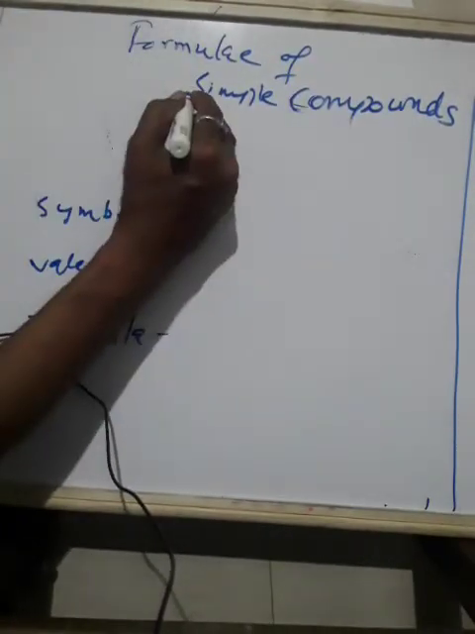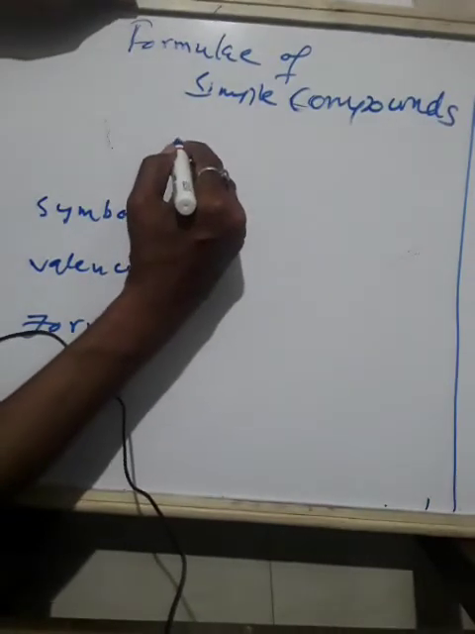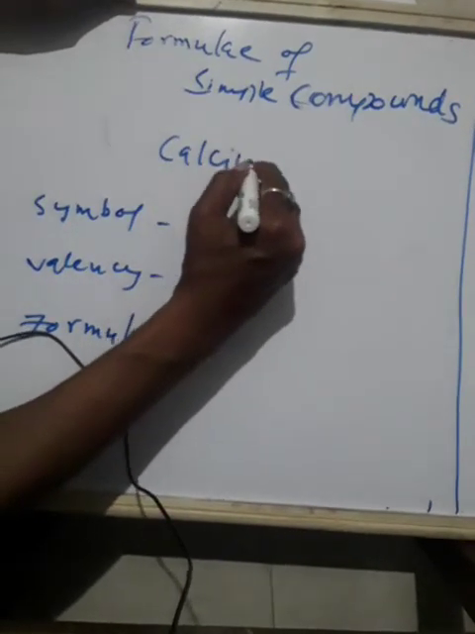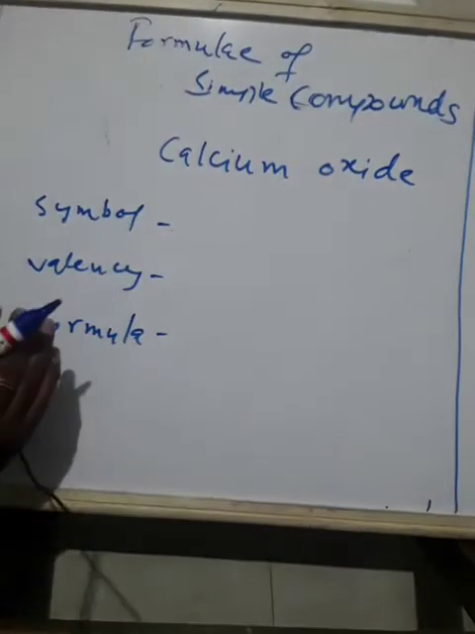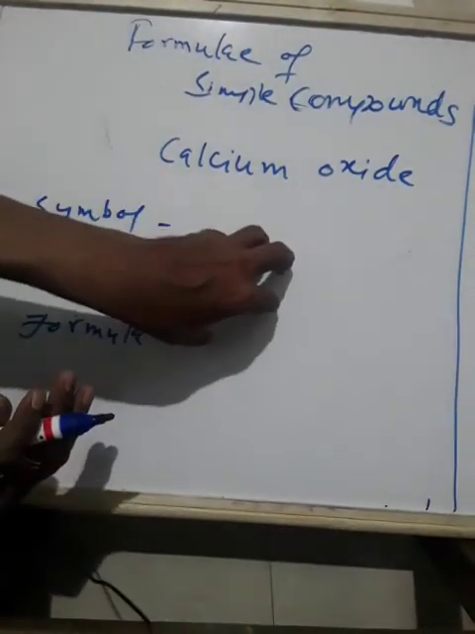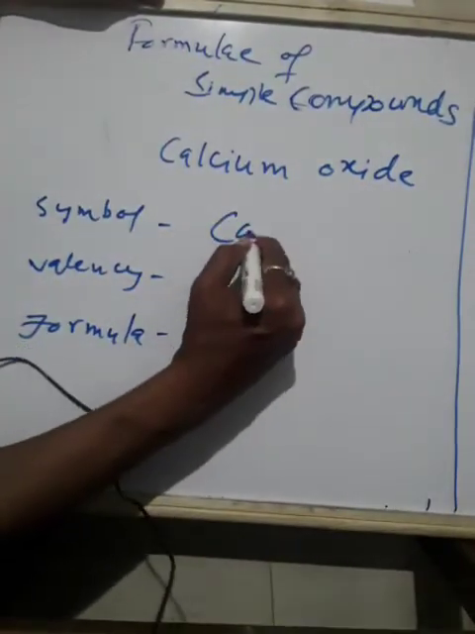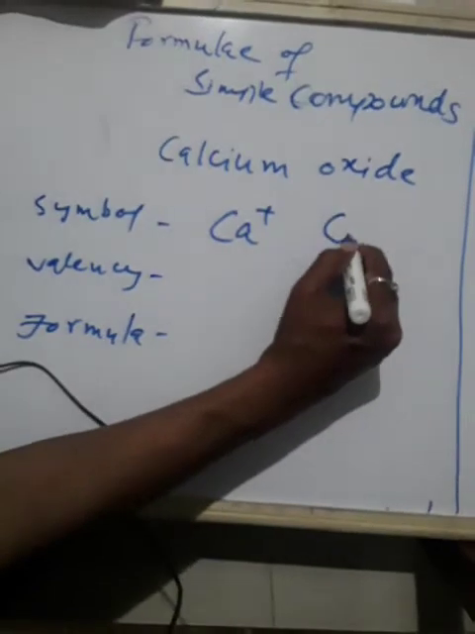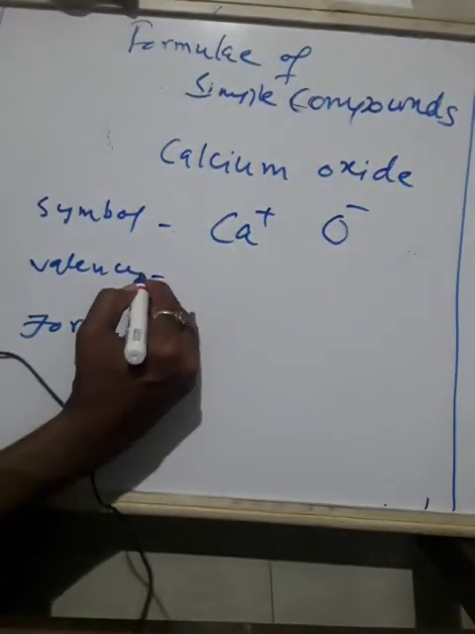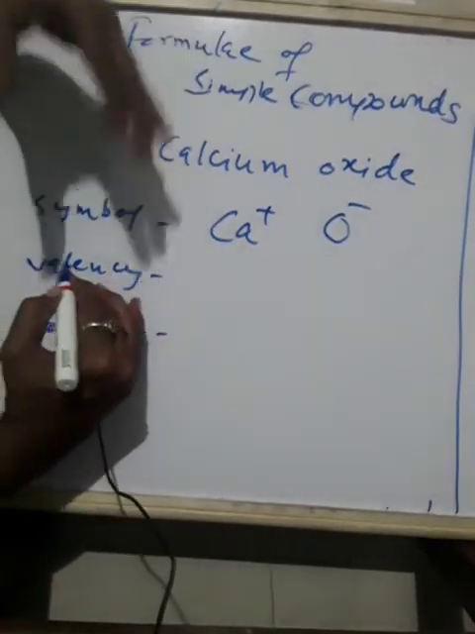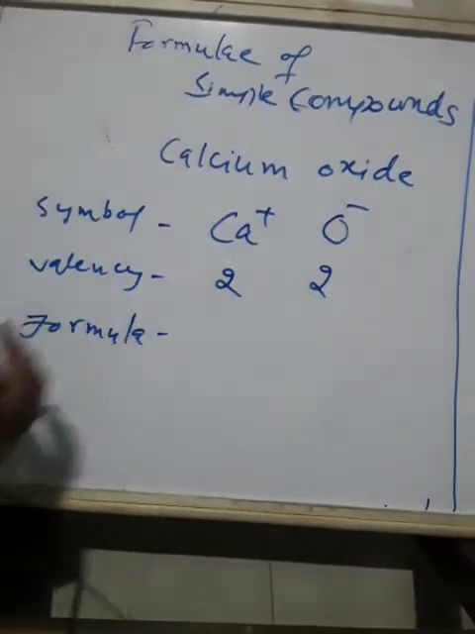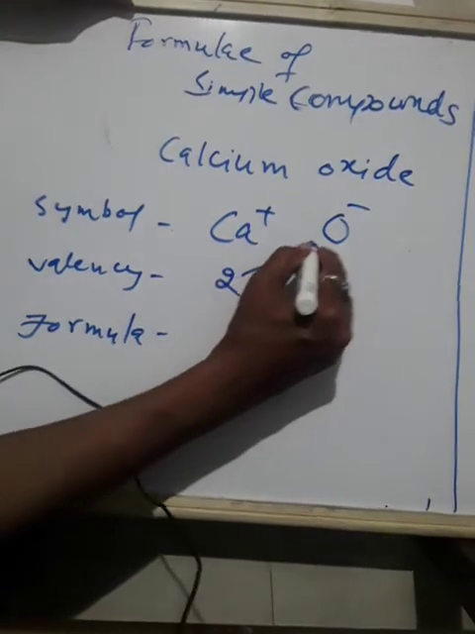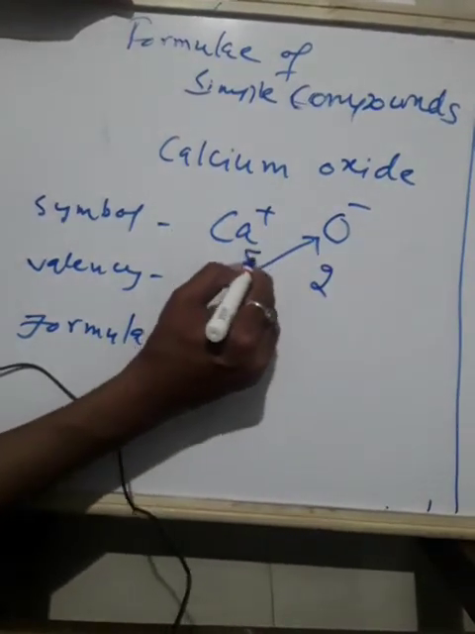Chemical formula for calcium oxide. Children, this example I will explain to you. Calcium's symbol is Ca with a plus charge, oxide is O with a minus charge. Okay. The valency of calcium is 2, the oxide charge is 2 only. Okay. Now, calcium and oxide.